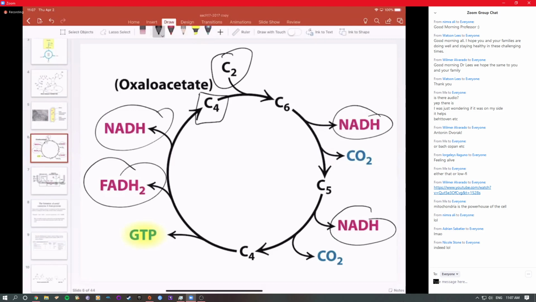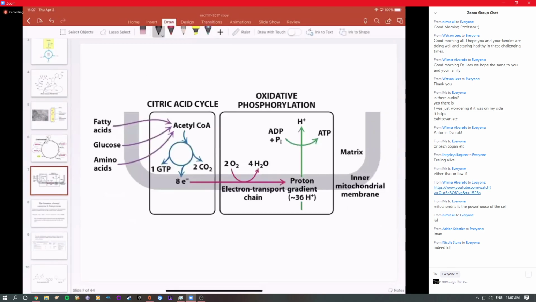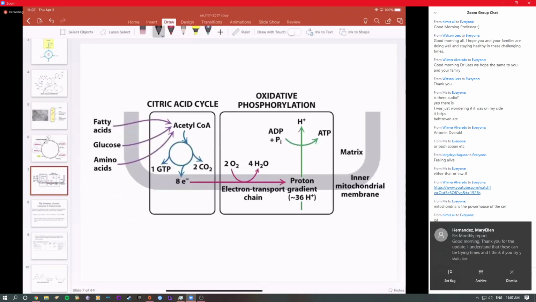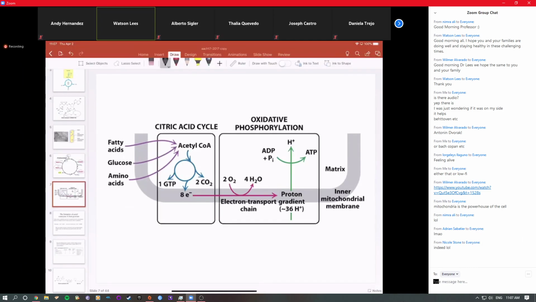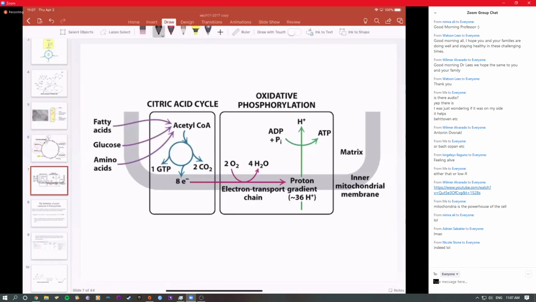Shown here is the citric acid cycle, how you produce 8 electrons. Each NADH carries 2 electrons, and each FADH2 carries 2 electrons. So 3 NADHs and 1 FADH2 make 8 high energy electrons. These then go through the electron transport chain, which we cover in chapter 18, and produce a proton gradient. And this proton gradient then is used to produce energy in the form of ATP.